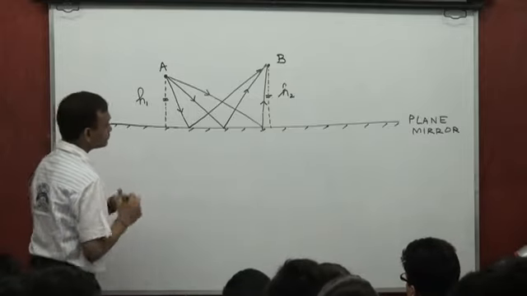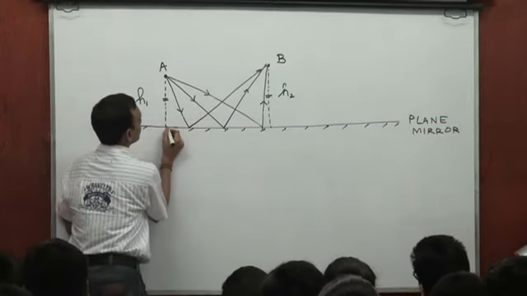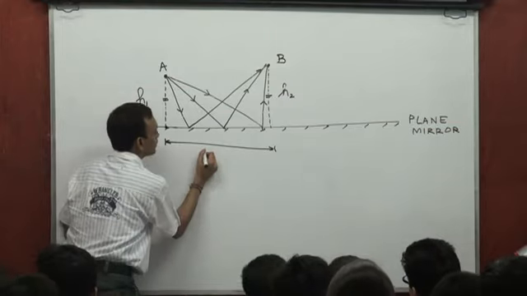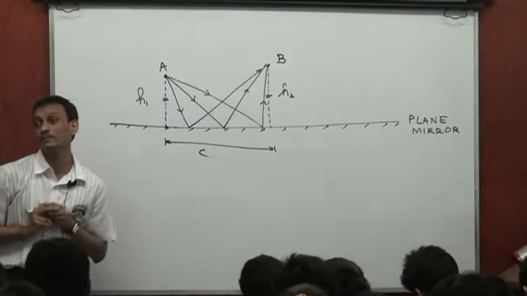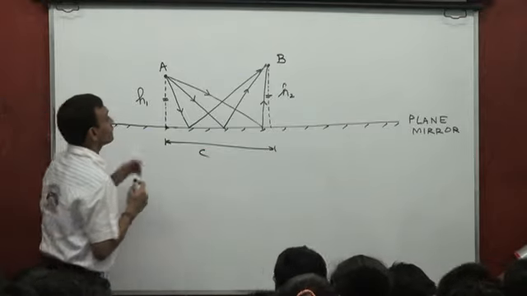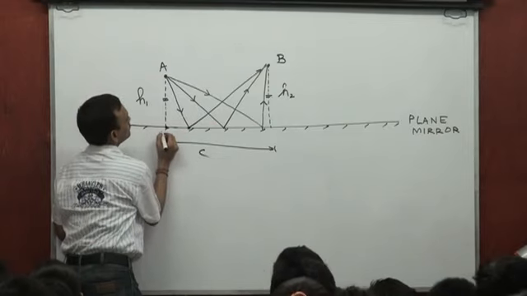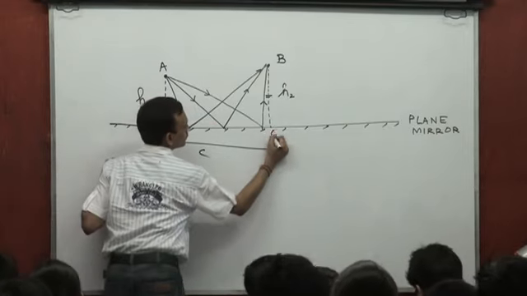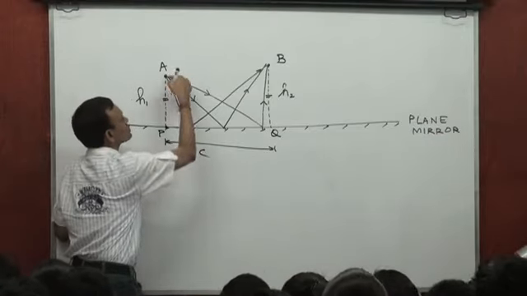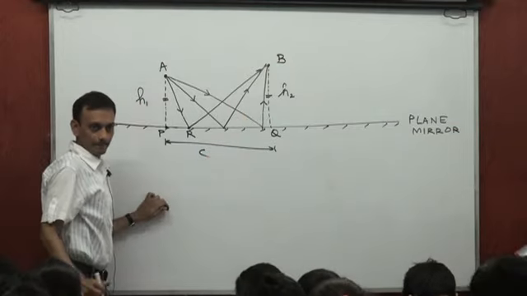Now, realize that eventually the horizontal separation between A and B is a fixed number C. Got me? Now, it could choose any one of these paths. For example, this is PQ. And let's say it chooses this path, ARB. Suppose it chooses this path, ARB.